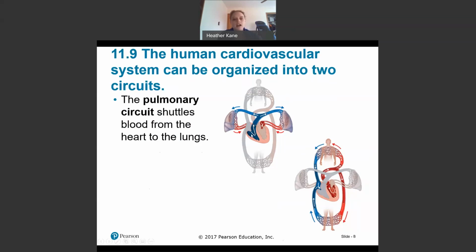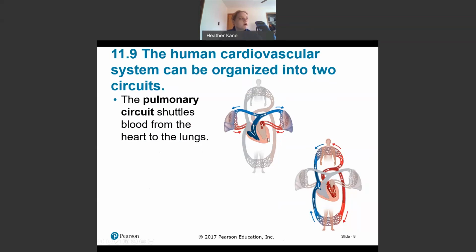So this is going to be unoxygenated blood. This blood comes from the body to the heart, and then the heart is going to pump it to the lungs so that the lungs can get rid of that carbon dioxide and then instead fill that blood with oxygen. So this is going to take place in half the heart. Half the heart is going to be part of the pulmonary circuit.